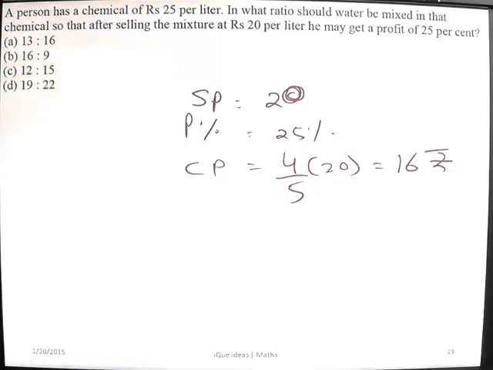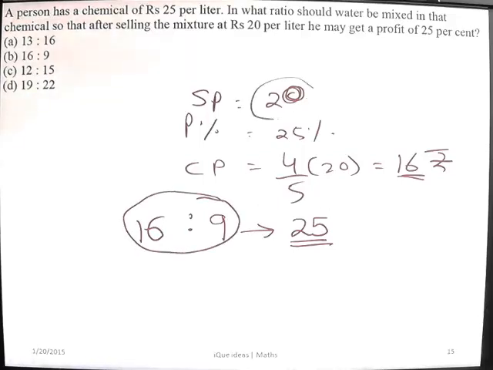So the chemical is worth rupees 25 per liter. He has to say that he's selling at 25 per liter, but he should get only 16 worth put in the mixture. So he uses only 16 rupees worth. He adds free stuff, that is water, worth 9. So it seems as if it is worth 25 rupees. So when he sells it in the ratio of 16:9 at rupees 20, he has actually incurred a cost of only 16, which still gives him a profit percentage of 25%. So my answer is 16:9.